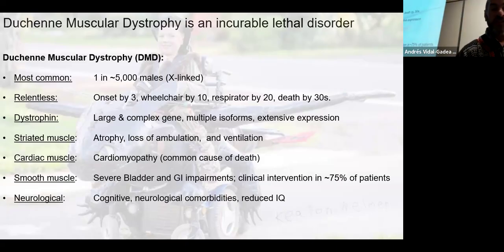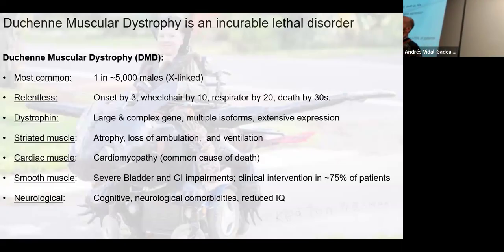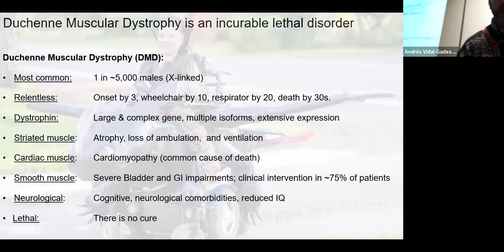And in addition, it also has a lot of neurological aspects to it. There's reduced IQ. The gene is expressed throughout the nervous system, and it does have effects there. They are non-lethal, so they are typically understudied by comparison to the muscular side of the disease. But this is something that Mackenzie is studying in our lab right now. And as I mentioned, there is no cure. Okay.